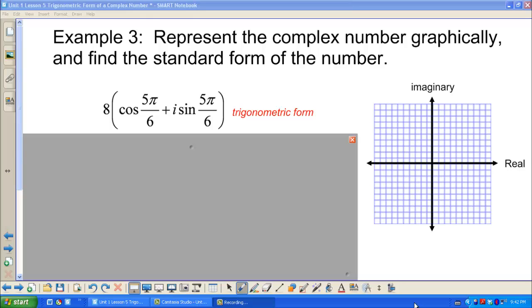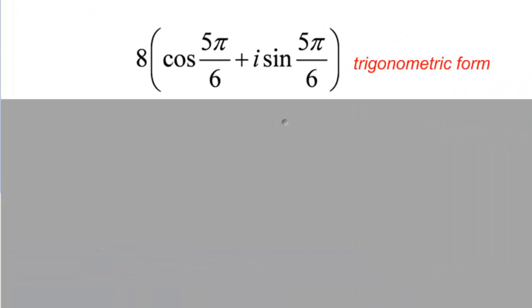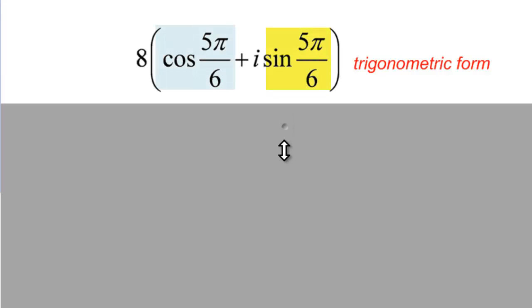So if you understand the relationship between trigonometric form and standard form, it should make example 3 fairly straightforward and easy. We're going to represent the complex number graphically and find the standard form of the number. So I gave you 8 cosine of 5 pi over 6 plus i sine 5 pi over 6 in trigonometric form, where 8 is our modulus and our argument is 5 pi over 6. In order to convert this to standard form, I first have to evaluate the cosine of 5 pi over 6 and the sine of 5 pi over 6.